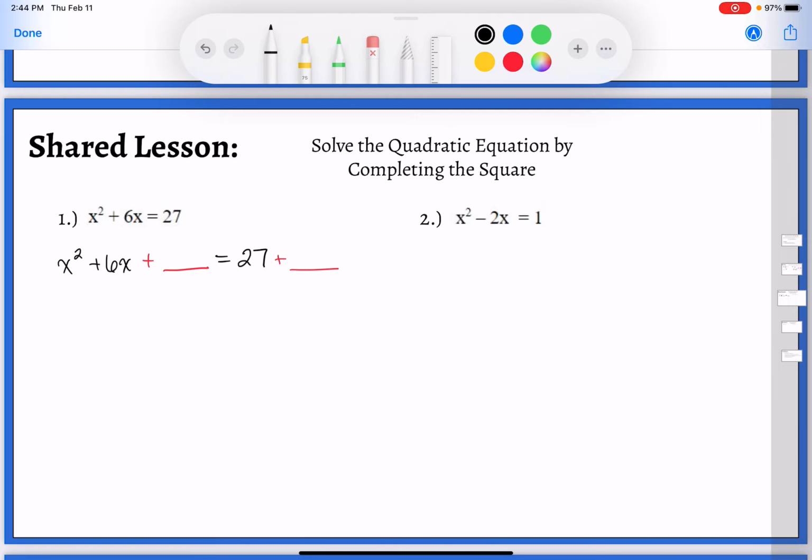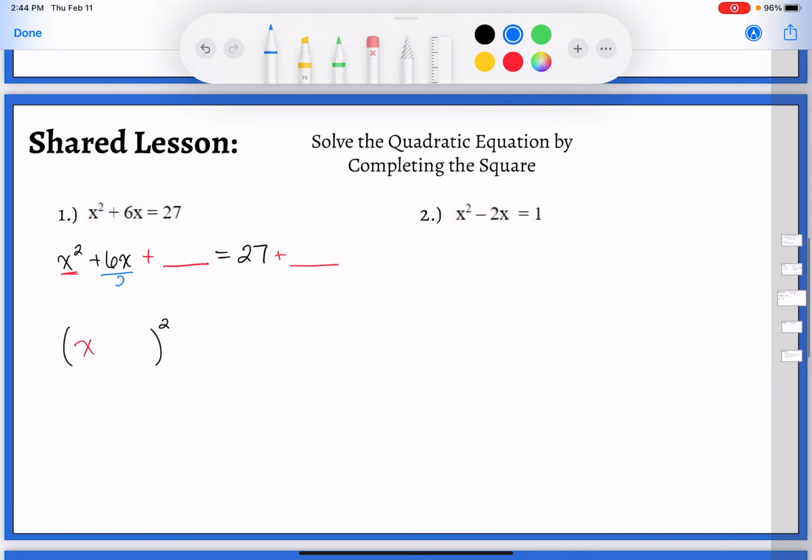So I added a blank on both sides, but now I do exactly the same thing that we were just doing. I open my binomial squared parentheses. What times itself gives me that first term? That would have to be x. Divide my middle term by 2. 6x divided by 2 is 3x. Since my first term was x, x times what gives me 3x? x times positive 3 gives me 3x. Take that second term and I square it to fill in the blank. 3 squared gives me 9.